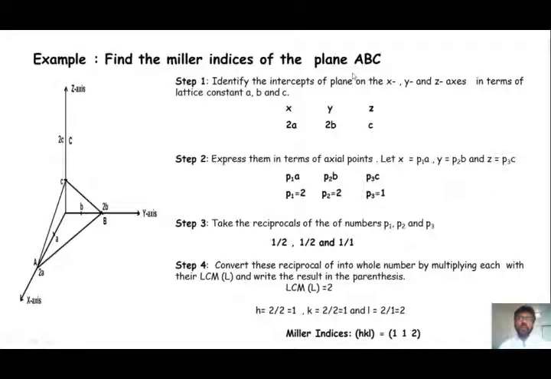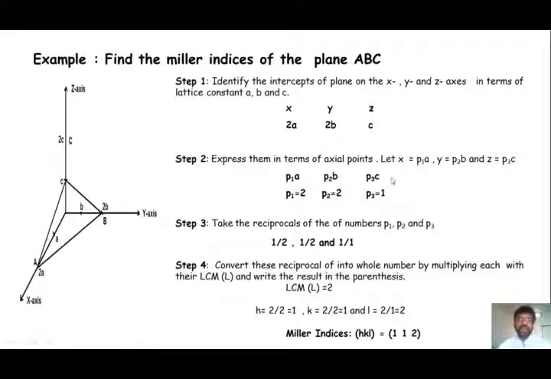Now take one example. Take the plane ABC. In the first step, identify the intercepts of the plane on the x, y and z axes in terms of the lattice constants a, b and c. So here, this plane intersects the x axis at 2 axis units, the y axis at 2 axis units and the z axis at 1 axis unit. That means we can write this as 2a, 2b and c.